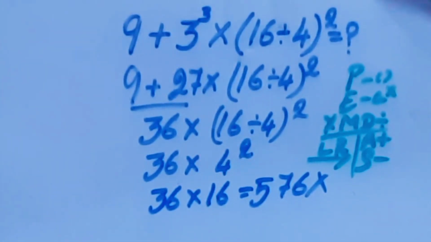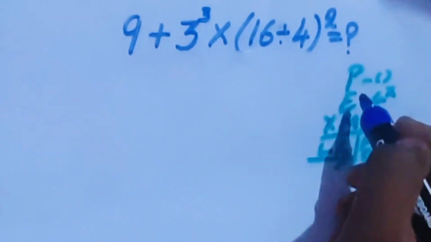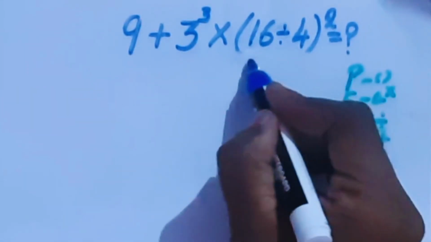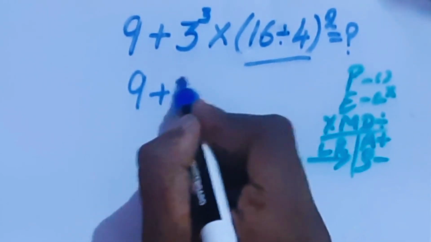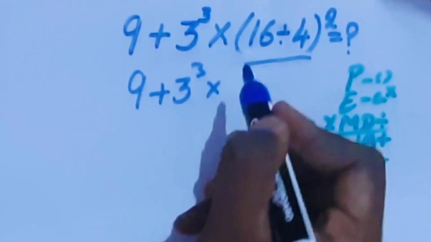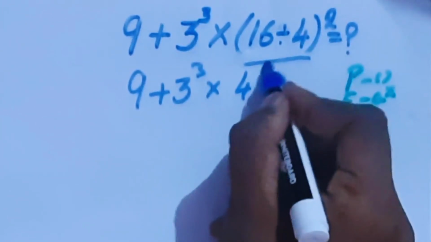Now we are going to solve this problem in the correct order by using the order of operations PEMDAS. As per PEMDAS, the bracket is higher priority. So we have to do this bracket before this operation here. 9 plus 3 to the power of 3 times 16 divided by 4 is 4 to the power of 2.